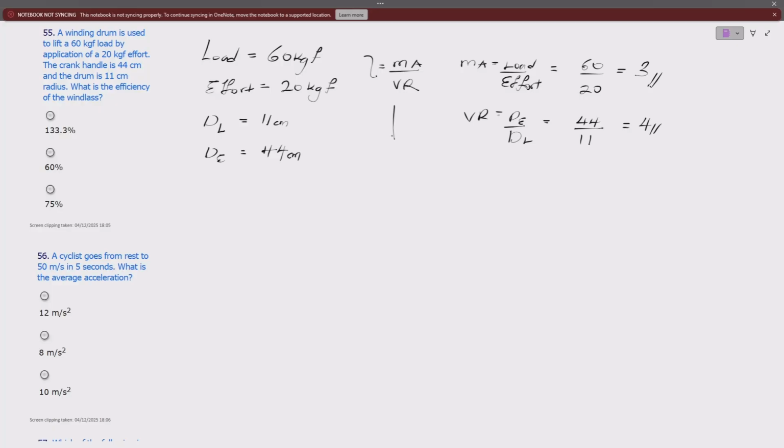So therefore, efficiency equals mechanical advantage over velocity ratio. Mechanical advantage is 3. Velocity ratio is 4. Now, when you look through the options given, it's in percentages. So we need to multiply by 100. That is going to give you 3 times 25, which equals 75%.